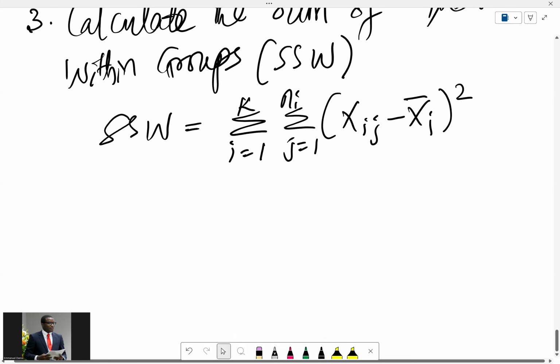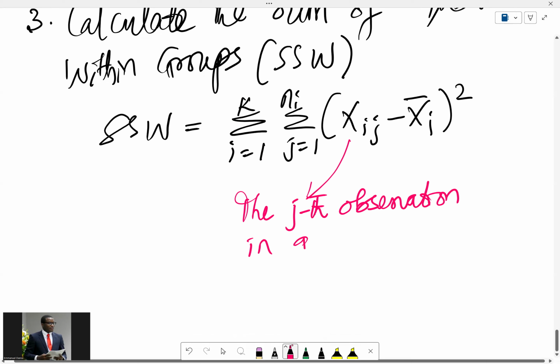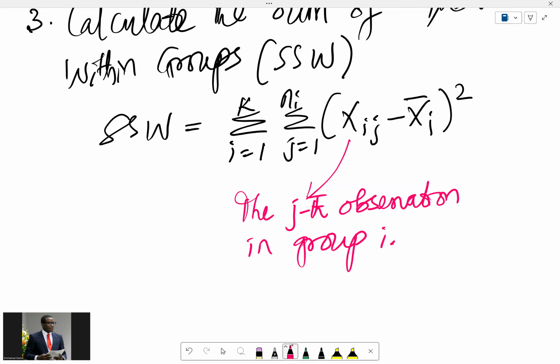So here, xij is the jth observation in group i. For instance, x11 is the first observation in group 1, x12 is the second observation in group 1, and something like x23 will be the third observation in group 2.